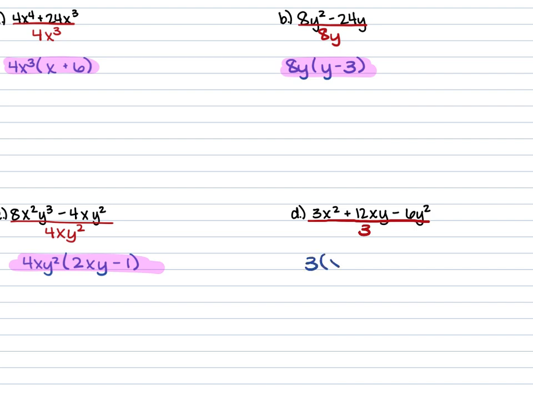So we're going to have x squared plus 4xy minus 2y squared left over. So that gives us 3 times x squared plus 4xy minus 2y squared.